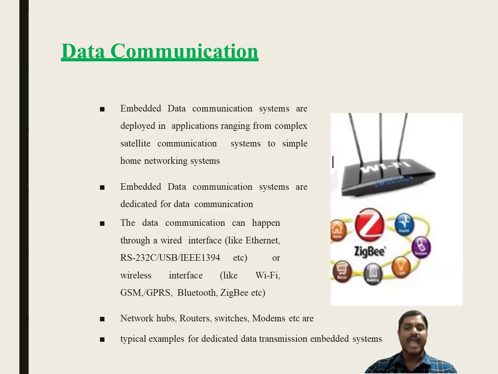So the data communication can happen through a wired interface like Ethernet. We are using RS-232 communication port, and also we can use USB port, IEEE 1394, etc. Or we can use wireless interface like Wi-Fi, GSM, GPRS, Bluetooth, and Zigbee also. Here, for data communication, we are using network hubs, routers, switches, modems, etc. A typical example for a dedicated data transmission embedded system is a Zigbee Wi-Fi module. The diagram shows the Wi-Fi module, which can be used for data communication purpose.